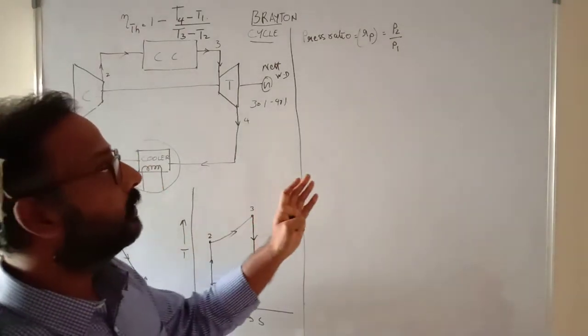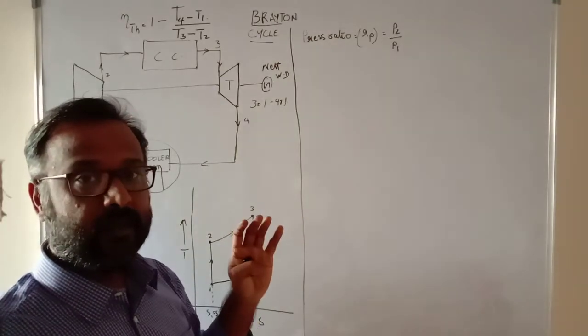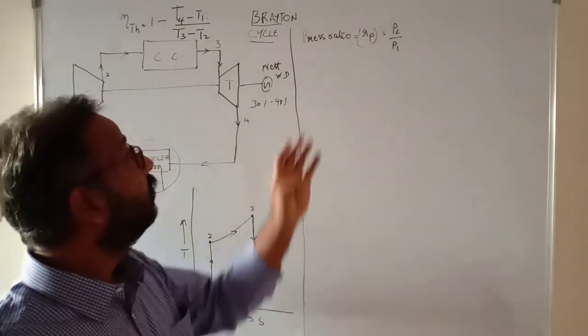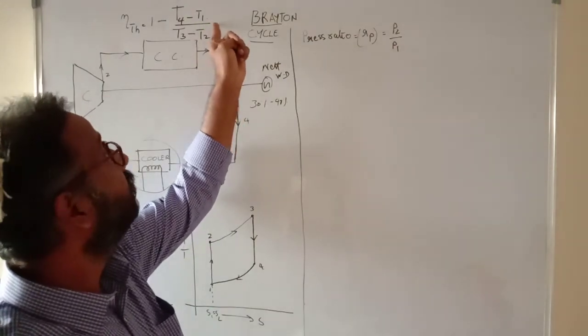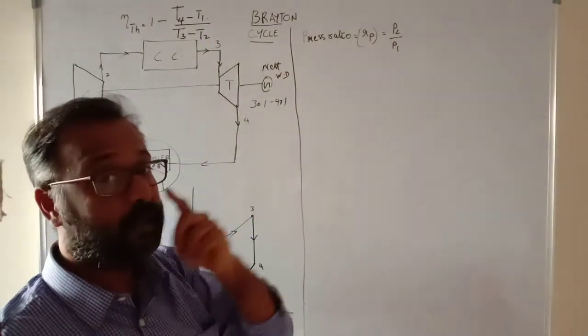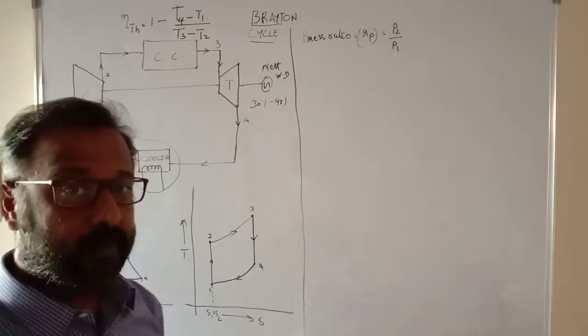So whenever they ask a question to derive the thermal efficiency of a Brayton cycle, it is not enough if you stop at this. You have to derive it in terms of pressure ratio. Let's see how we can derive it in terms of pressure ratio.